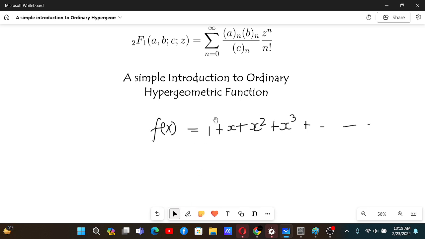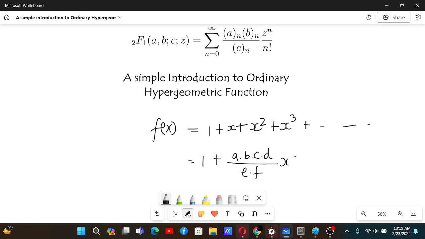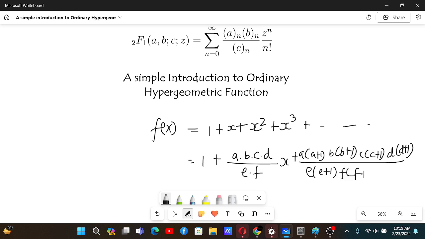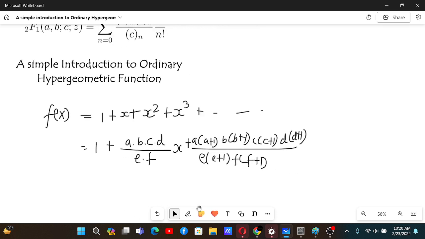Now, what happens in hypergeometric function is, let's say we have 1 plus a b c d by e f, x, plus, and then a plus 1, b plus 1, c plus 1, d plus 1, by e plus 1, f plus 1, and then x square by 2 factorial.